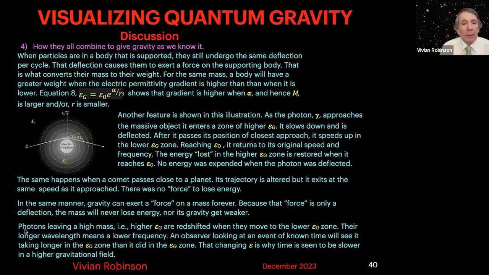Photons leaving a high mass, a high electric permittivity zone, are redshifted when they move to the lower permittivity zone. The longer wavelength means a lower frequency. An observer looking at an event of known time will see it taking longer in the epsilon naught zone than it did in the epsilon g zone. That changing permittivity is why time is seen to be slower in a higher gravitational field when viewed from a lower gravitational field.